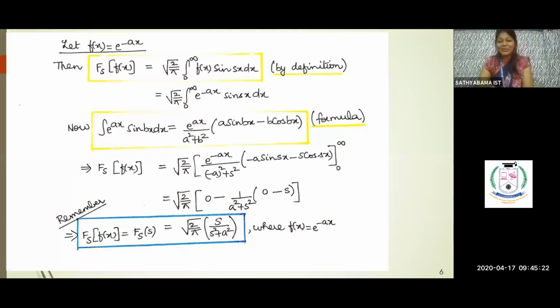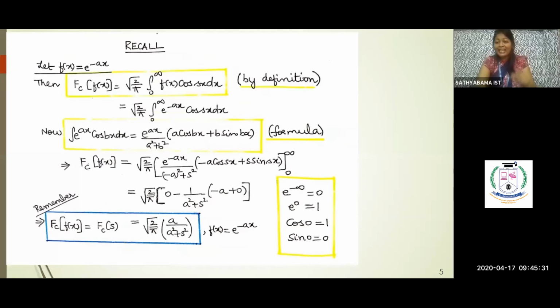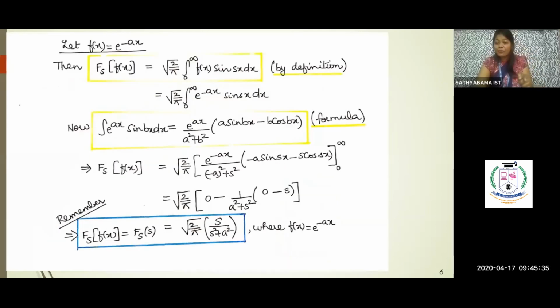plus a square. Okay. So these two I want you to remember by heart. Now tell me, Fourier cosine transform of e power minus ax is root of 2 by pi a by a square plus s square. What is Fourier sine transform of e power minus ax? It is root of 2 by pi s by a square plus s square. Please take this down as results.